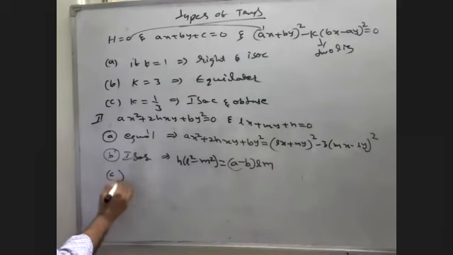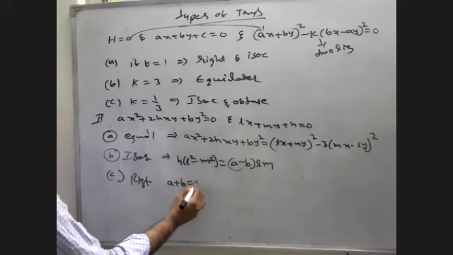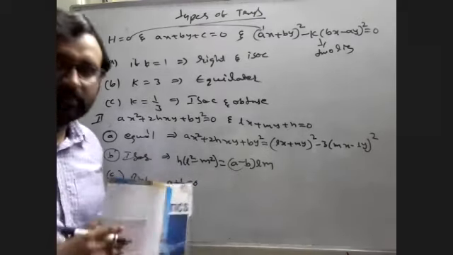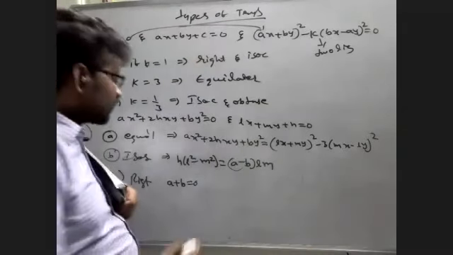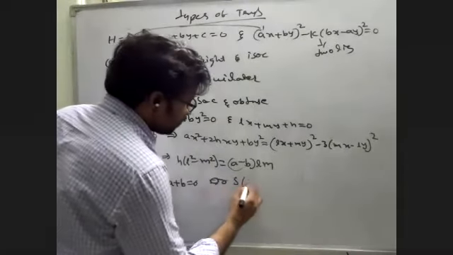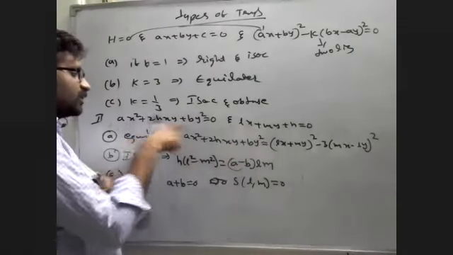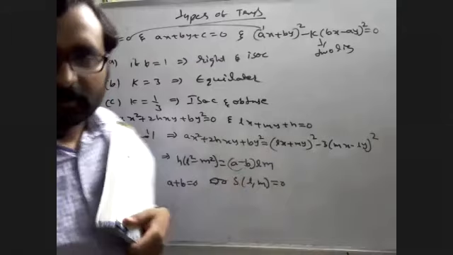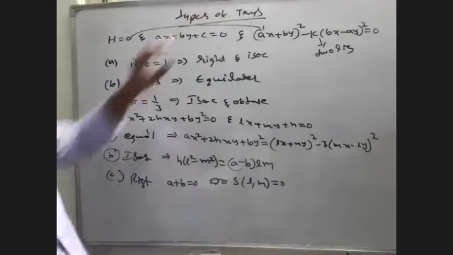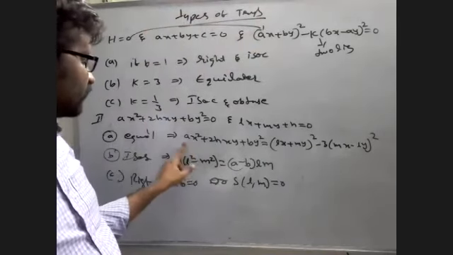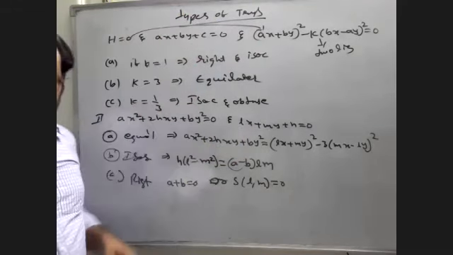And the third one, right angle triangle: A plus B equal to 0, or S of L comma M equal to 0. That is no need to write. A plus B equal to 0. S of L comma M equal to 0 means you have to write these L, M values in this equation in place of x, y, and you will get 0. Okay, that is the condition. These are the types of triangles depending on one pair of lines and one straight line. These two are different from these two. So these are the types of triangles.